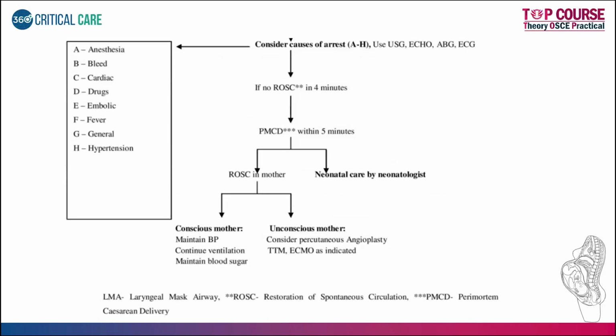Okay, so if at all you do all of this, you have addressed your A, B, C, D, E, F. Okay, all of these causes for cardiac arrest have been ruled out. Then, if you achieve ROSC within 4 minutes, good. If not, if it's more than 4 to 5 minutes, probably you have to think about calling the neonatologist and going ahead with the perimortem cesarean delivery. Okay, again, we need to have a lot of team who have to coordinate and do this.